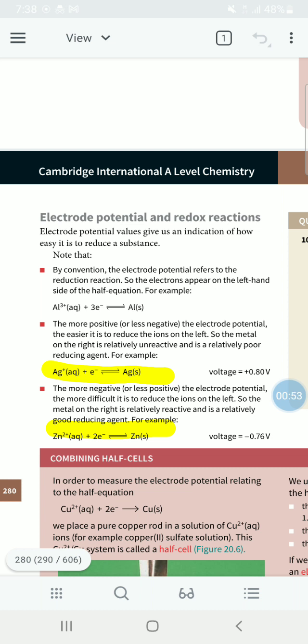If the electrode potential is more negative, that means it has a higher negative value or is less positive, then it is difficult to reduce the ions. So the metal is relatively reactive. The metal is very likely to form ions and is a good reducing agent.